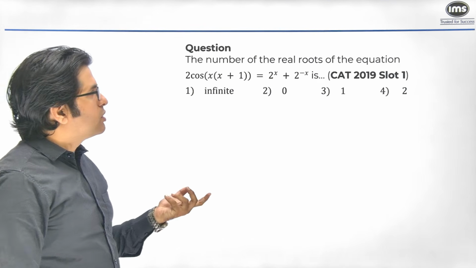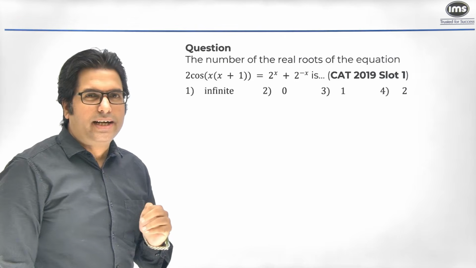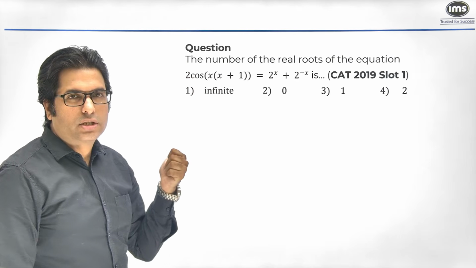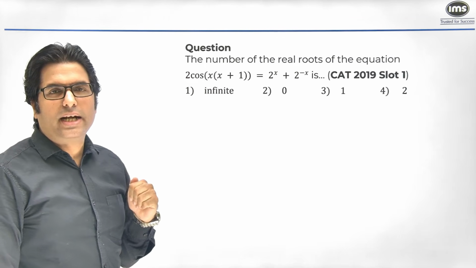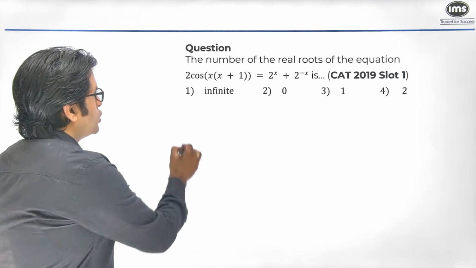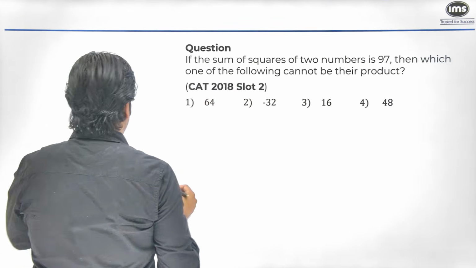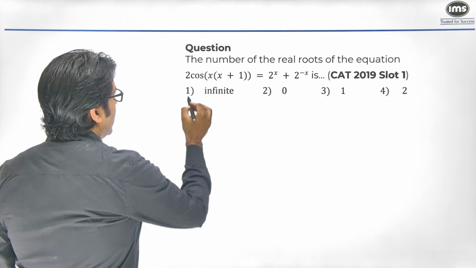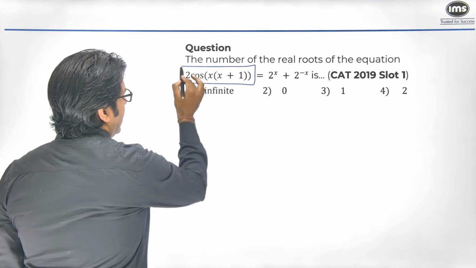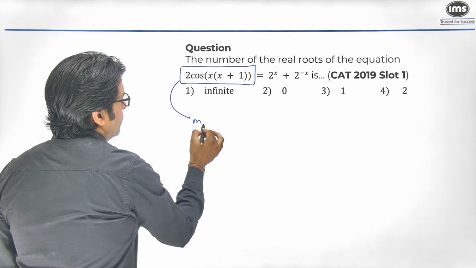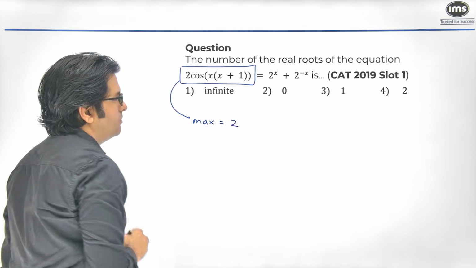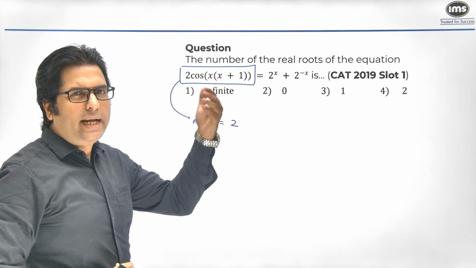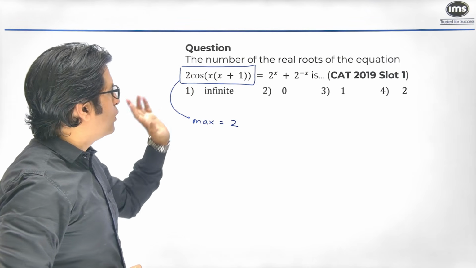The number of real roots of the equation. Again, we just studied that for cos, the maximum value that this can take is equal to 1. So if I quickly look at this expression, can I say that the max value here will be equal to 2? Max value, because anything inside cos has a maximum value of 1, and 1 into 2 is 2.